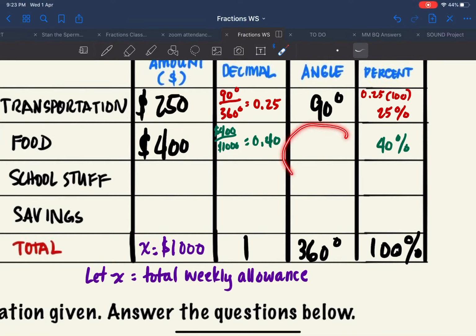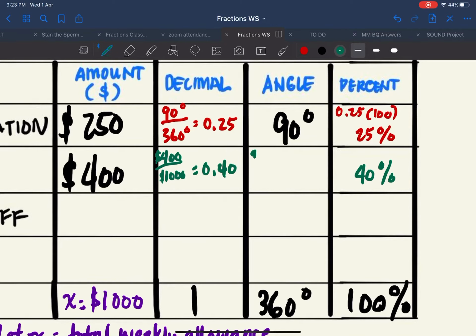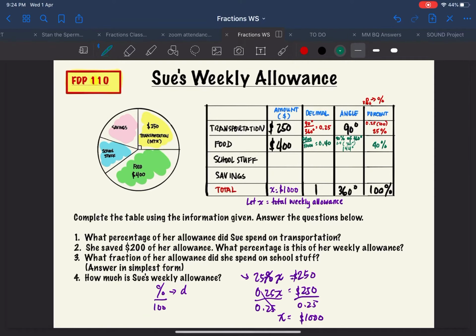So now, can I calculate for the angle? Yes. What do I do? Okay, so it's going to be 40% of 360. Okay, and as you know, we cannot calculate with a percentage, so this becomes 0.4 times 360 degrees, and that would be 144 degrees. Okay, so 144 degrees.